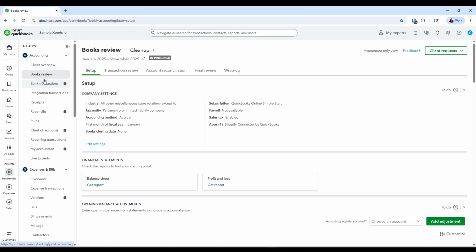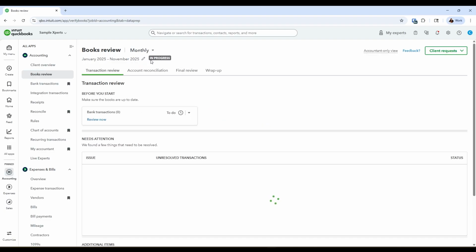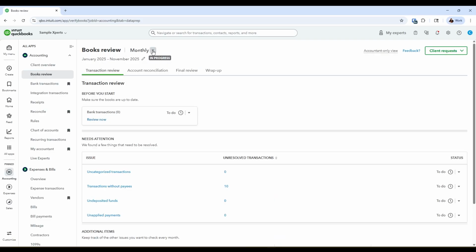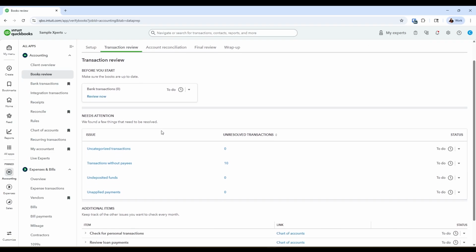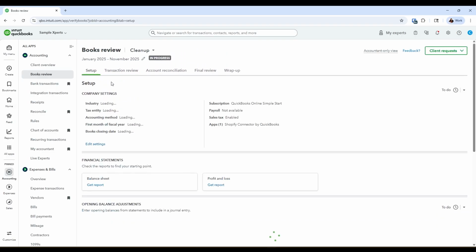All right, so the first thing, like I said, we're going to go through the books review. So if you're a business owner, you're not going to see this part. However, this is very important for you to follow this process to be able to know that your books are ready to be closed. Okay, we're on the cleanup view. You can do the monthly if your books are up to date, or if you have a cleanup, you can set up the cleanup right over here.